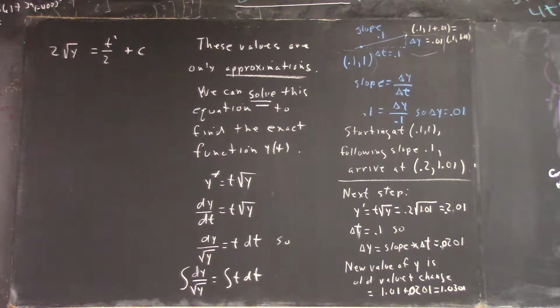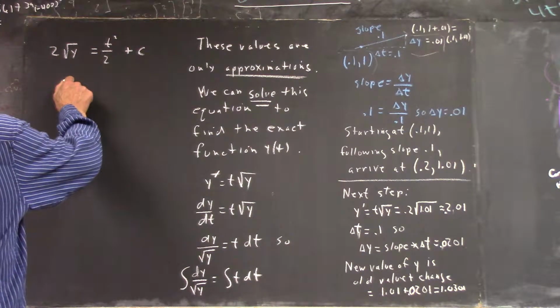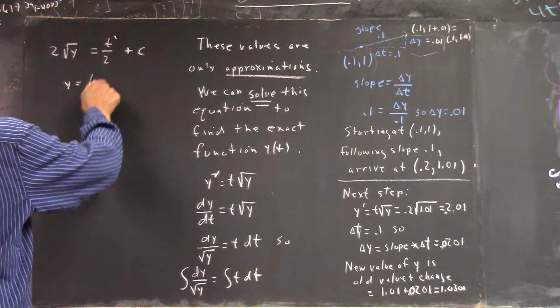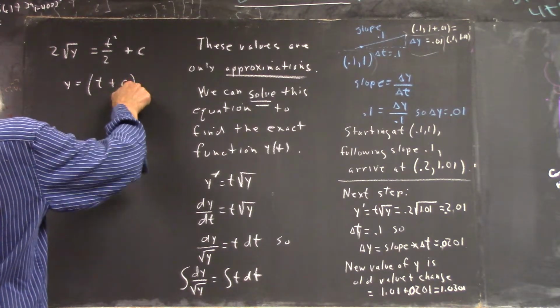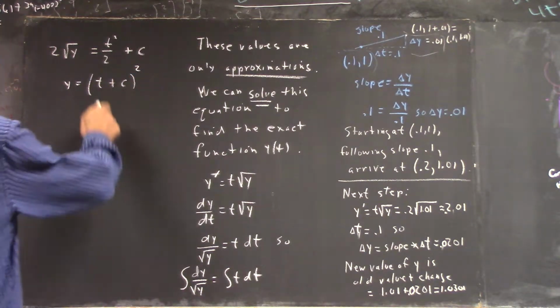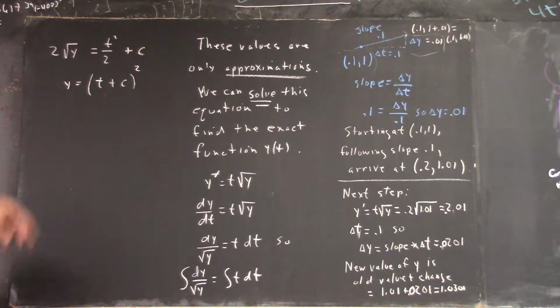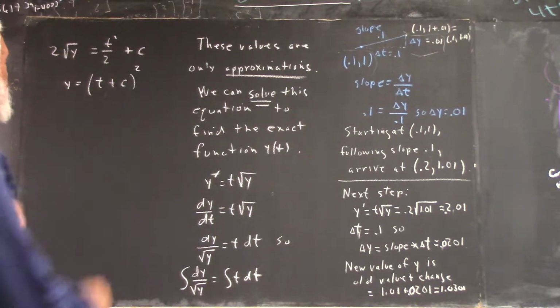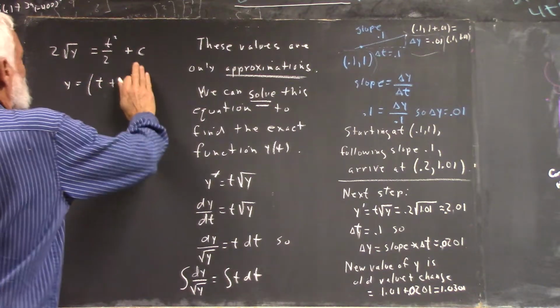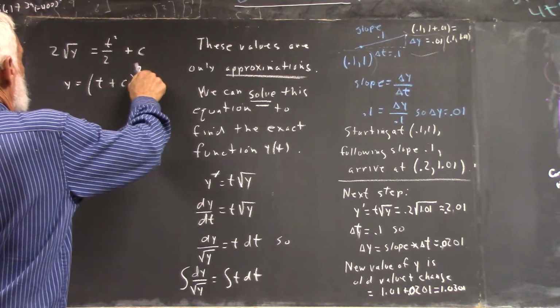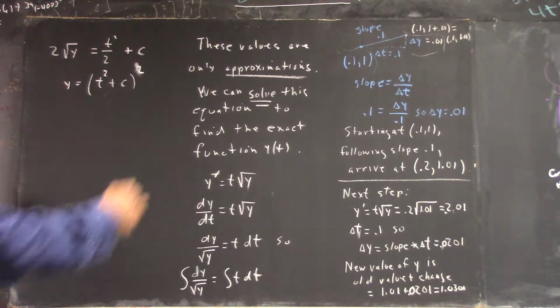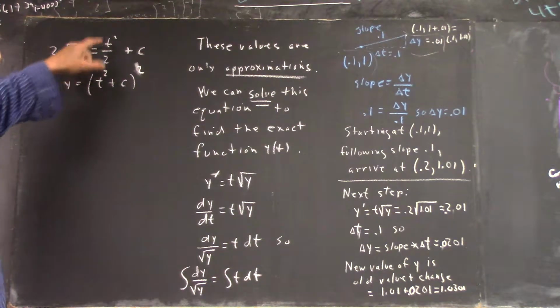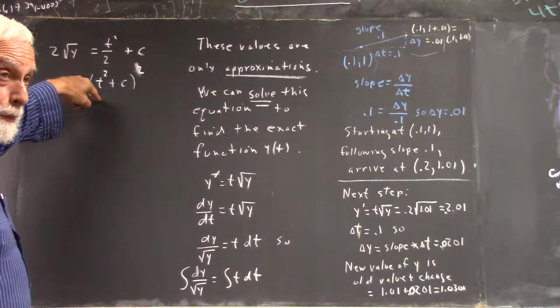Can you solve that for y? Well, I'm just going to do it. You get y equals the quantity t squared plus c, squared. You multiply both sides by 2, and you get t squared. You multiply t squared over 2 by 2, you get t squared.